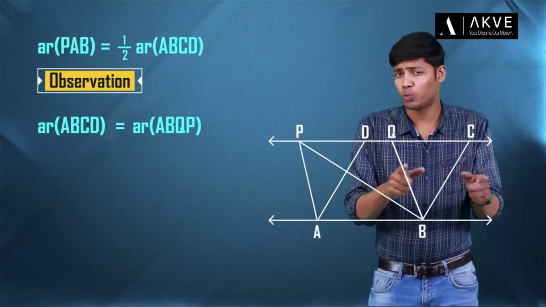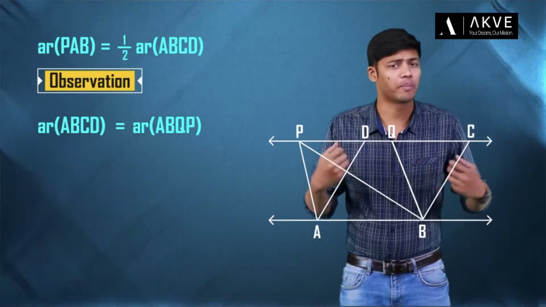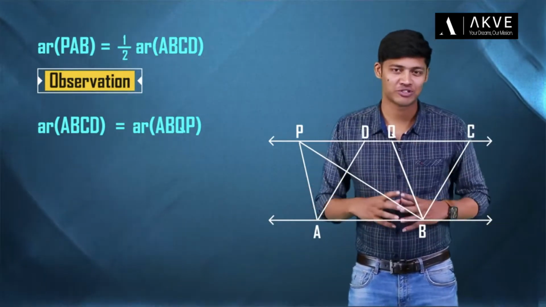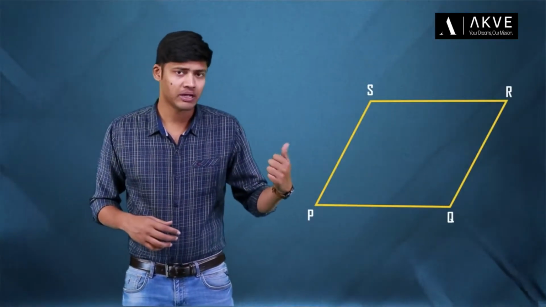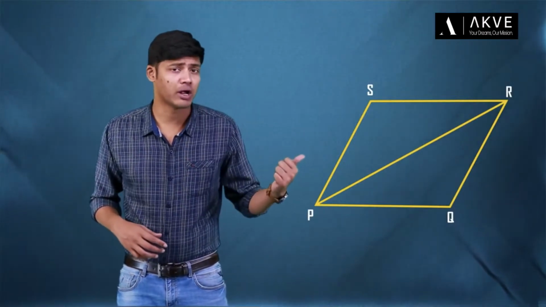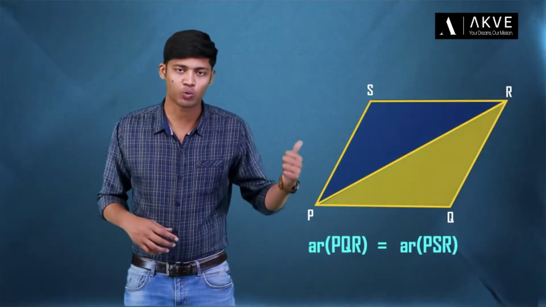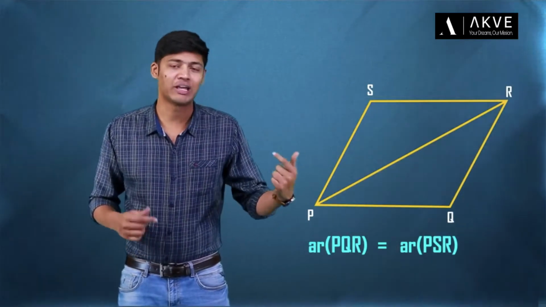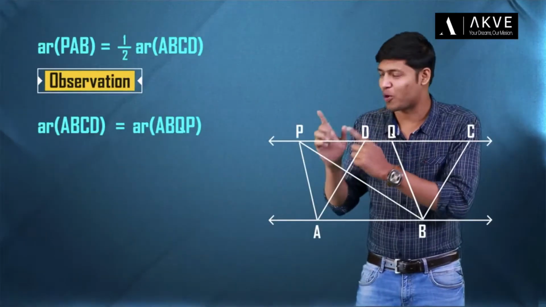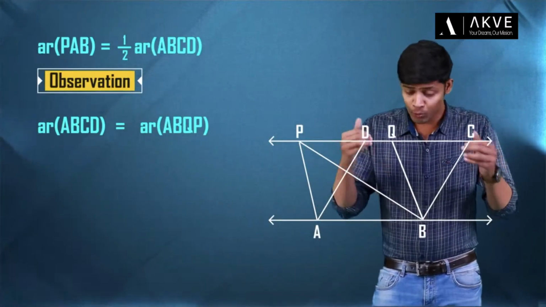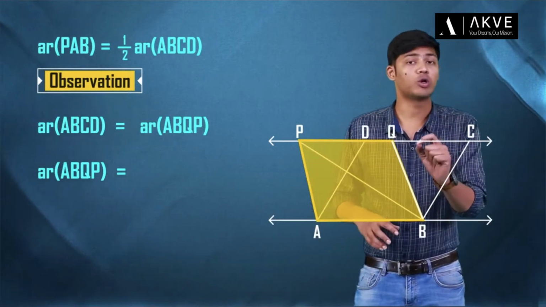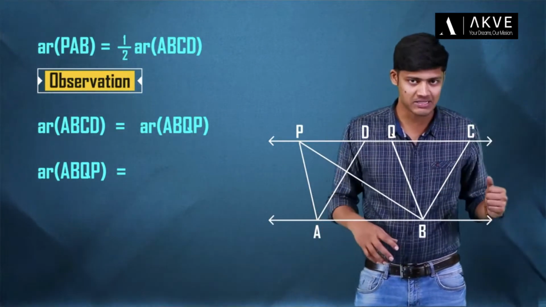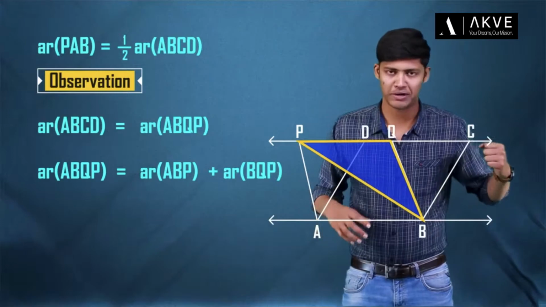Now, in what way does this observation help us? Just wait and watch. We will now recap one specific property of parallelograms. We know that in a parallelogram, a diagonal divides the parallelogram into two triangles of equal area. This property will help us get through this problem. Here, we can see that the area of the parallelogram ABQP is equal to the sum of the areas of the triangles ABP and BQP.